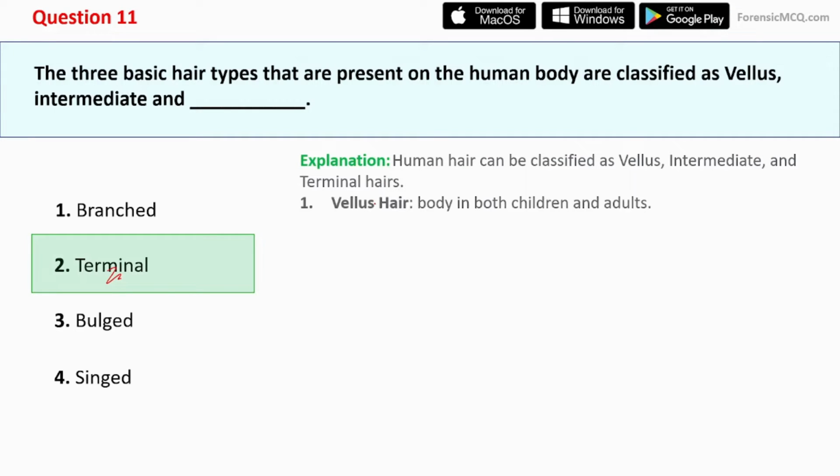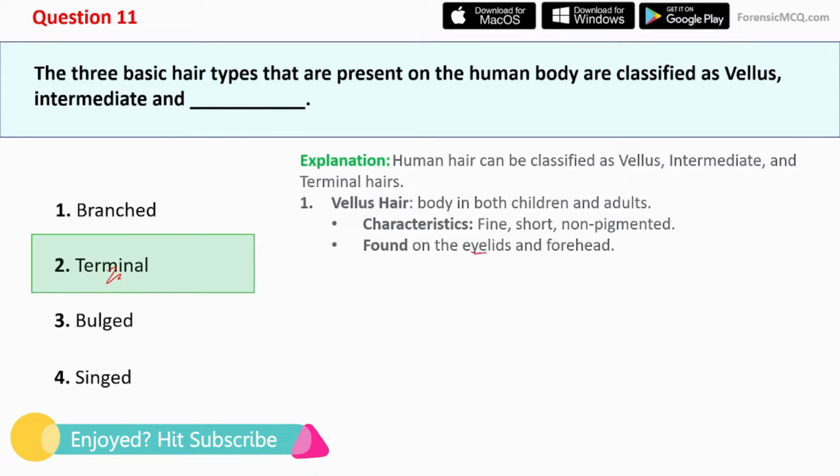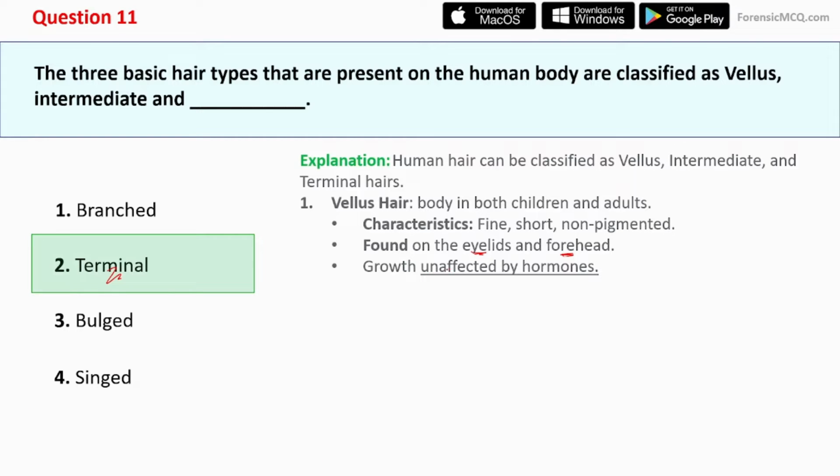So what are the vellus hairs? Vellus hairs are present in both children and adults, and they are characterized by fine, short, non-pigmented hairs, and they are found majorly on the eyelids and forehead. Their growth is unaffected by hormones. And moving to terminal hair, it is influenced by hormones and changes during puberty.